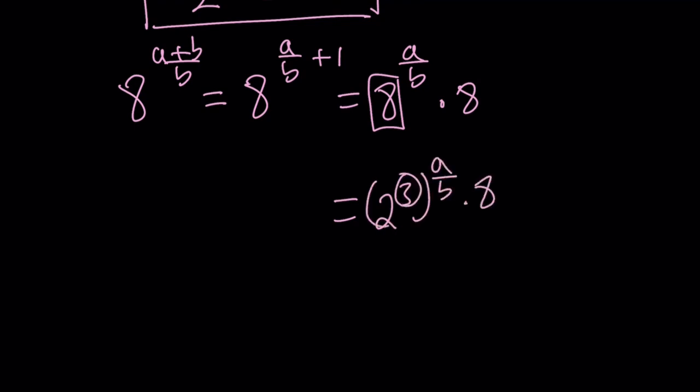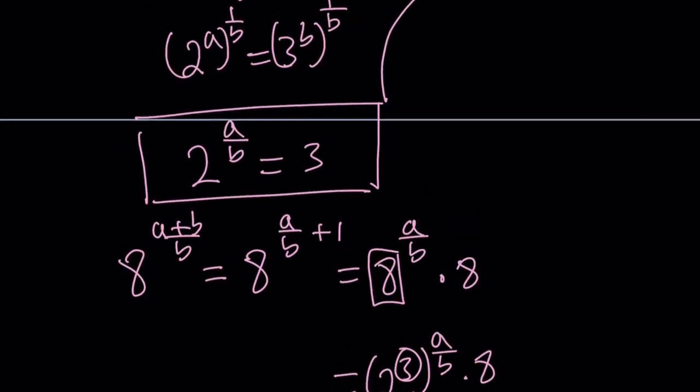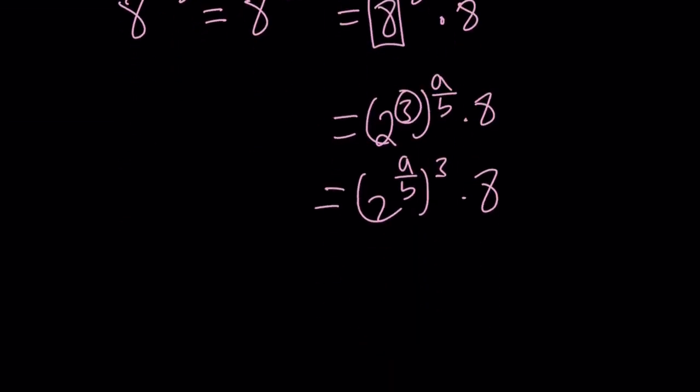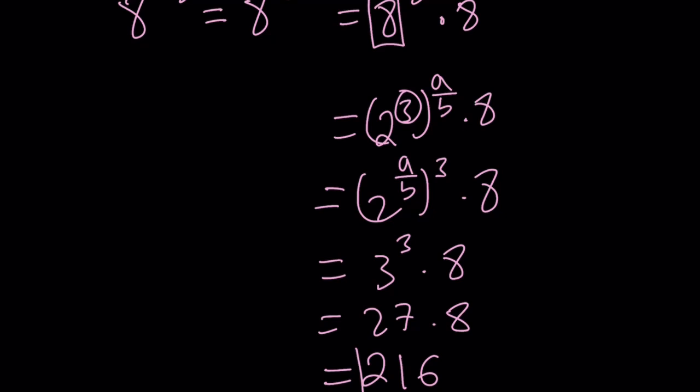And then we can switch these around because they're going to be multiplied. So 2 to the power a over b is equal to 3 from here. And if you replace that with 3 to the third times 8, the answer will be 27 times 8, right? And 27 times 8 is going to equal, guess what? 216, as before.